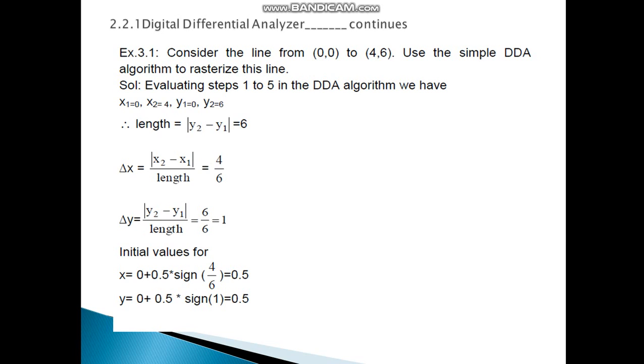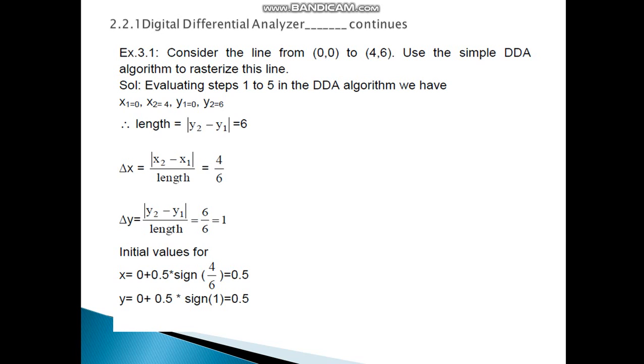Here is the example of the DDA algorithm. Consider the line from 0 0 to 4 6. Use the simple DDA algorithm to rasterize this line. x1 is equal to 0, x2 is equal to 4, y1 is equal to 0 and y2 is equal to 6. Length is equal to y2 minus y1 is equal to 6, which means we find out the steps.